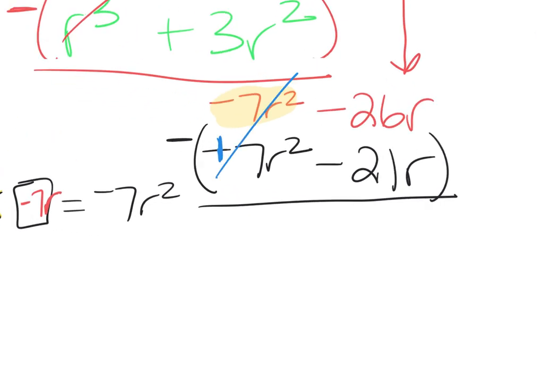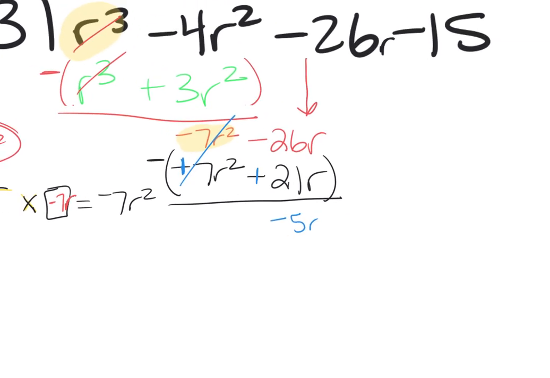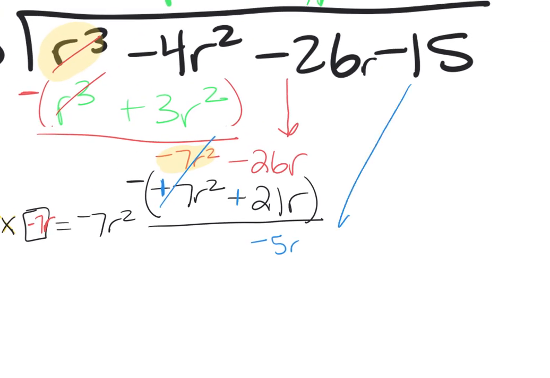The same kind of thing will happen here. This is negative 26r minus negative. Switch that to a plus. So we're really looking at negative 26r plus 21r. That'll give me negative 5r. So after I subtract, now we bring down. The last thing I have to bring down is that negative 15.